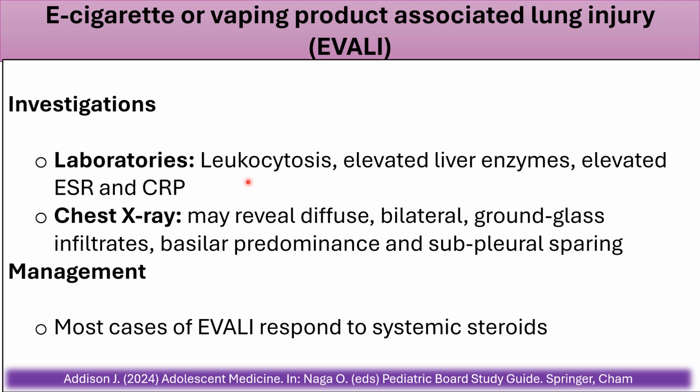Investigations: white count will be elevated (leukocytosis), elevated liver enzymes, elevated ESR and CRP. Chest X-ray may reveal diffuse, bilateral, ground glass infiltrates, basilar predominance, and subpleural sparing. Management: most cases of EVALI respond to systemic steroids, not to antibiotics.